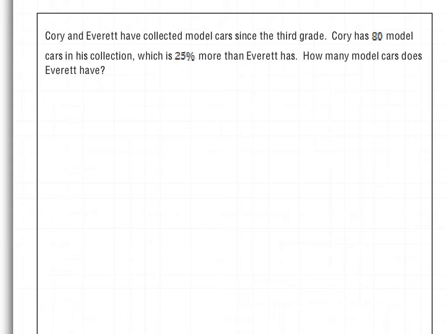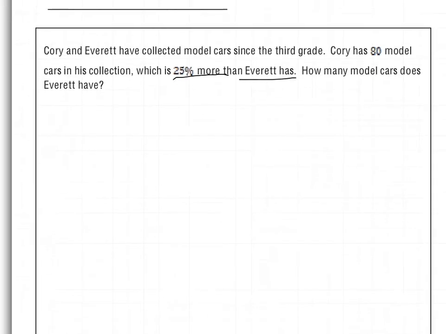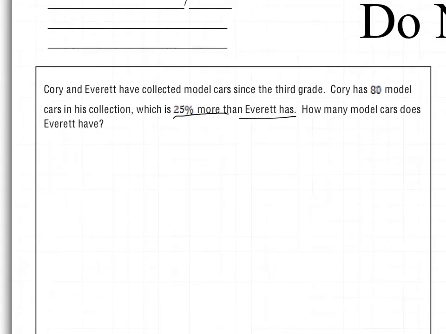It says Corey has 80 model cars in his collection, which is 25% more. We see that 25% more, telling us this is going to be a percent change. More than what? More than Everett. So Everett is our whole. How many of the model cars does Everett have?